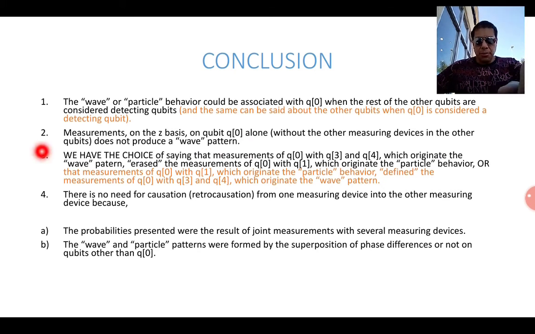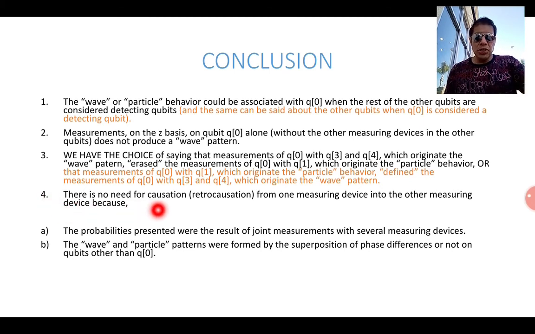Okay. And 3, we have a choice of saying that the measurements of Q0 with Q3 and Q4, which originate the wave pattern, erase the measurements of Q0 with Q1, which originate the particle behavior, or that measurements of Q0 with Q1, which originate the particle pattern, define measurements of Q0 with Q3 and Q4, which originate the wave pattern, right? So we have a relational interpretation that we can make of this experiment, right?